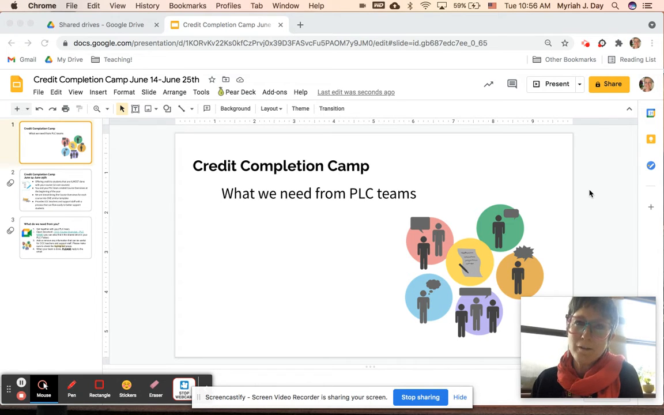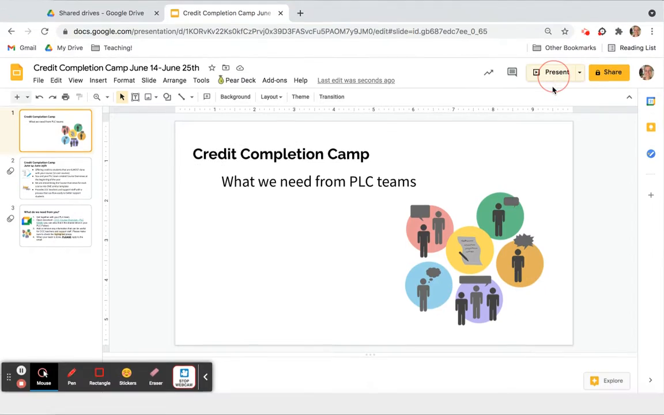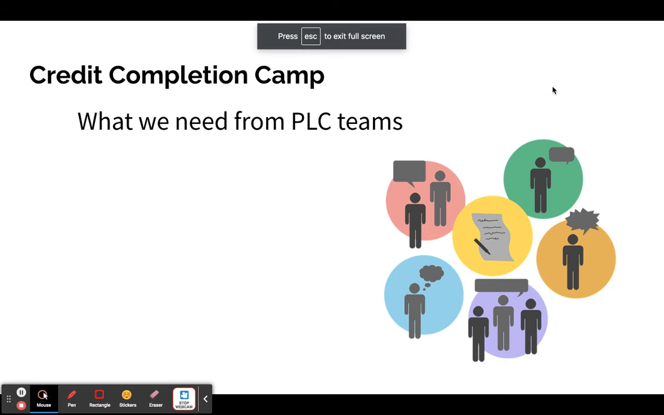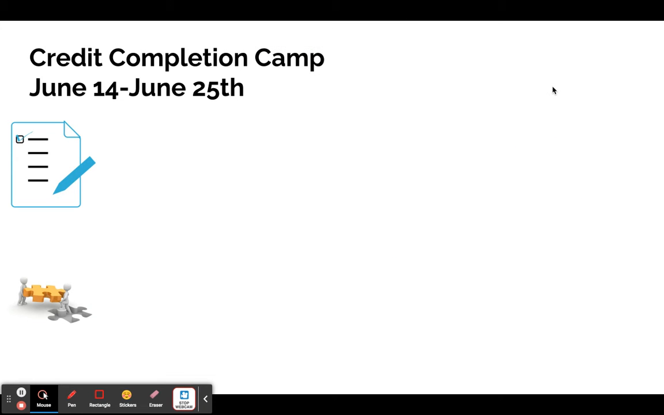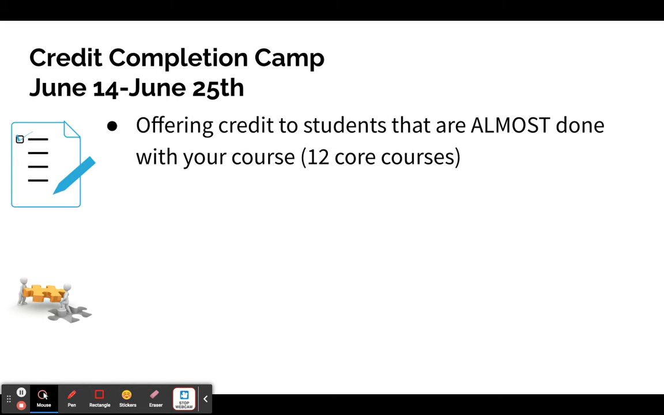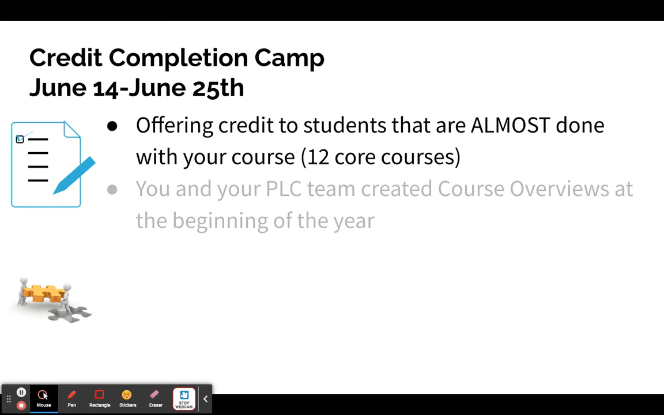This is a little tutorial video just to guide you through the process of what we need from you as a PLC. So I'm just going to do a quick little presentation to explain some of the things that we are going to be doing for Credit Completion Camp and what we need from you. First of all, if you didn't know already, our Credit Completion Camp is June 14th through June 25th. Again, I know many of you already know this, but we're offering credit to students that are almost done with your course. And we're really just focusing on 12 core courses.